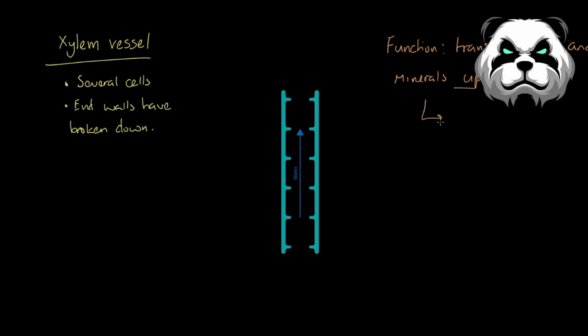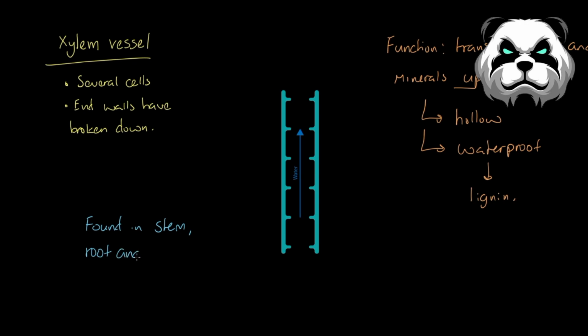Now, a couple of features of this: as we've seen already, it's hollow, and interestingly, the cell is waterproof. In order to achieve that waterproofing role, we need the presence of a chemical called lignin. Now, that, of course, immediately begs the question of what the heck is lignin? I will answer that in just a moment's time. Before we get to that, though, a couple of key things. These cells are found in the stem, the root, and the leaf.